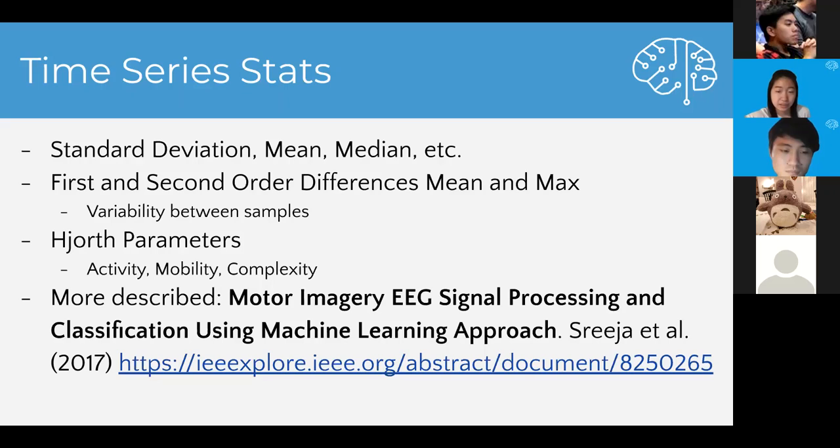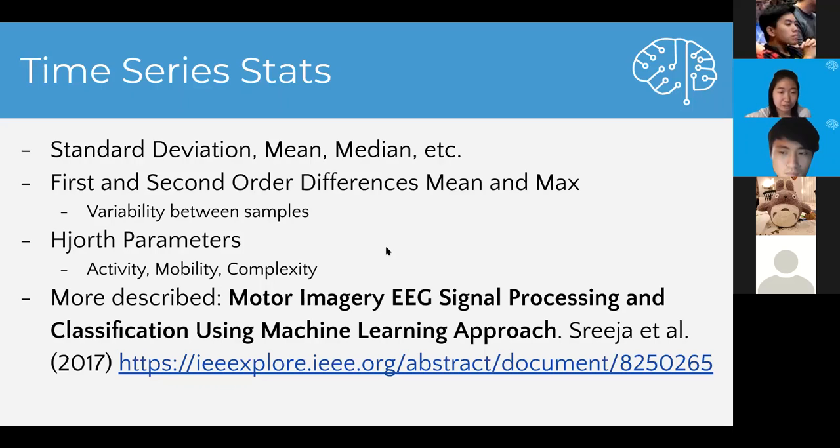Then specifically for EEG, there's also a few other things that we like to look at. For example, first and second order differences. These are calculated by taking the next sample and subtracting the current sample from it. So if you look at the raw EEG over time, you can see how the first difference represents how much it varies between time points. And then with second order, you get a slightly larger window of the time differences. You get a sense of the variability between the samples.